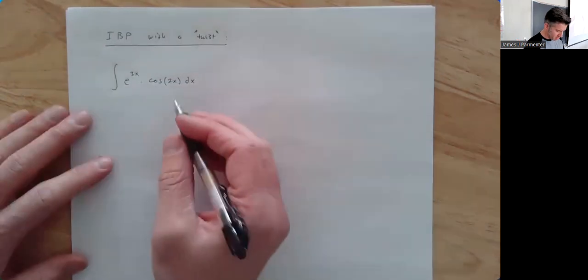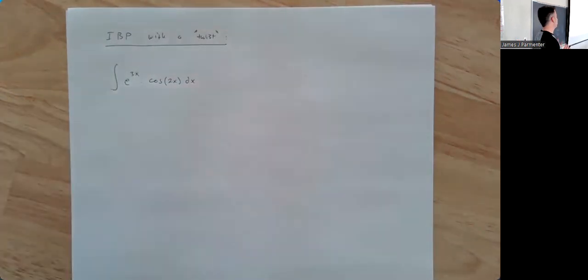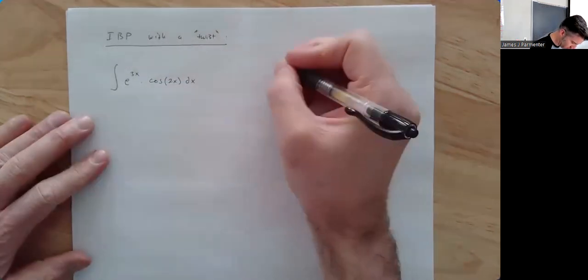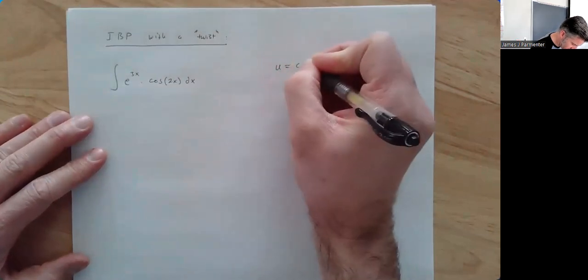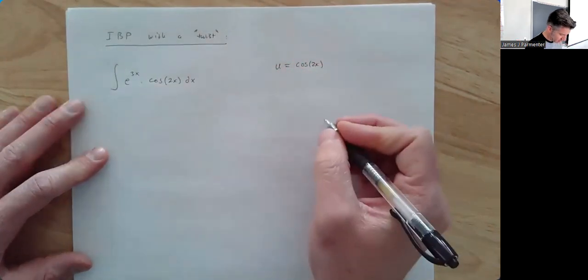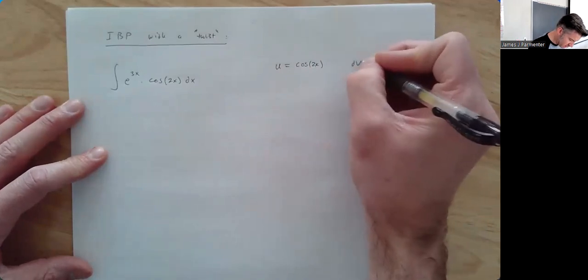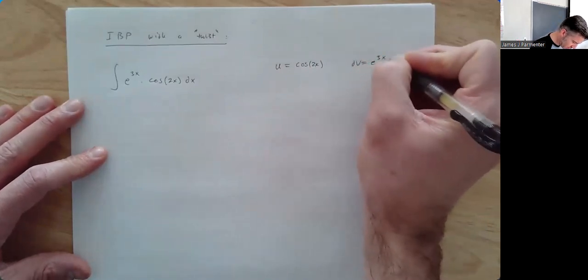So here technically you could actually make either choice for u and for dv. Now I'm going to follow my LIATE acronym, and I don't have a log, I don't have an inverse trig, I don't have an algebra term, so I'm going to let u equal the trigonometric thing. So here we're going to let u equal cosine of 2x, and then my dv is going to be the rest, which is e to the 3x dx.